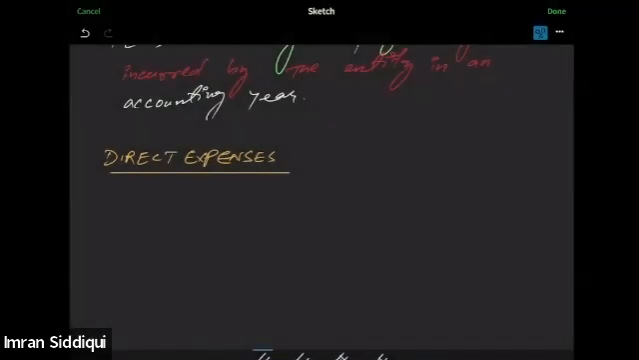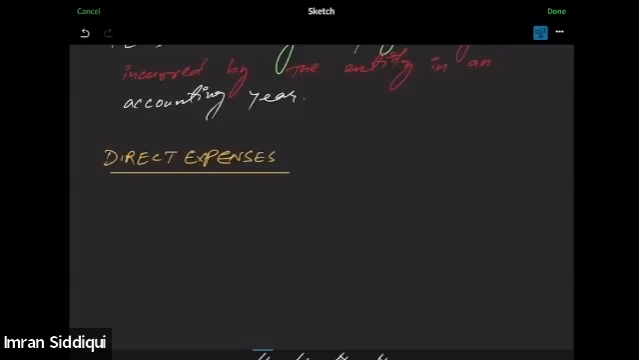Direct expenses are those expenses which are incurred by the organization on the production of goods and services. Whatever expenses the company has incurred on production of goods or directly incurred on rendering of any kind of services are called direct expenses. So any expense incurred by the organization specifically in respect of the production of a particular good will be considered a direct expense. And all the direct expenses are recorded in the trading account.